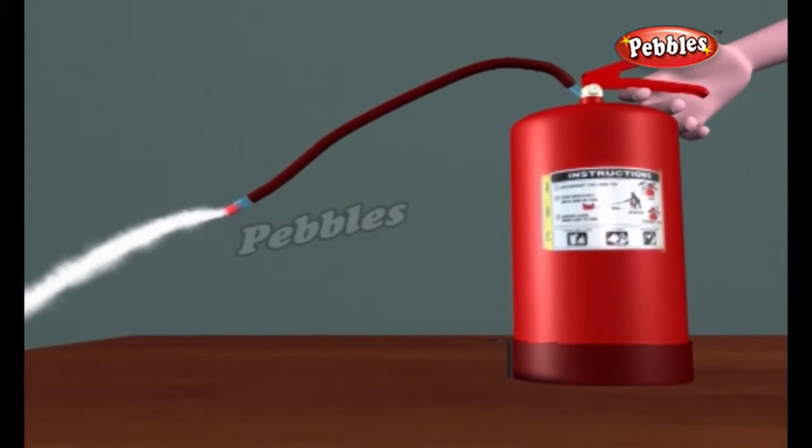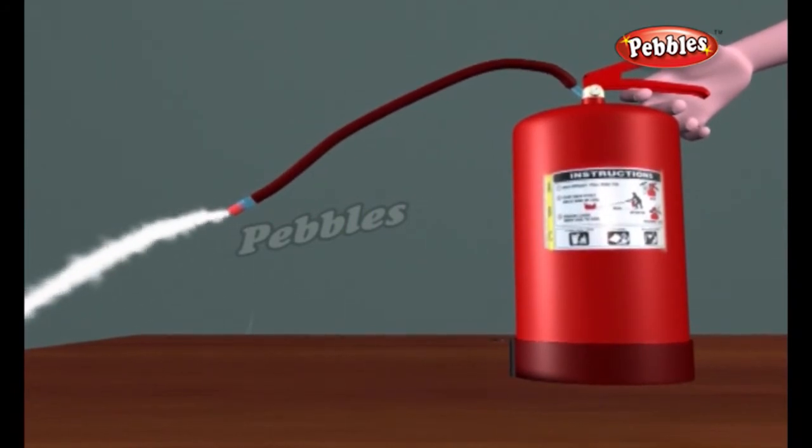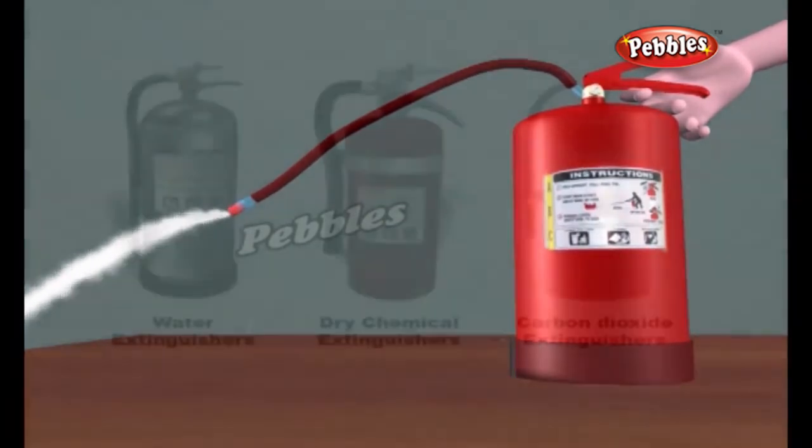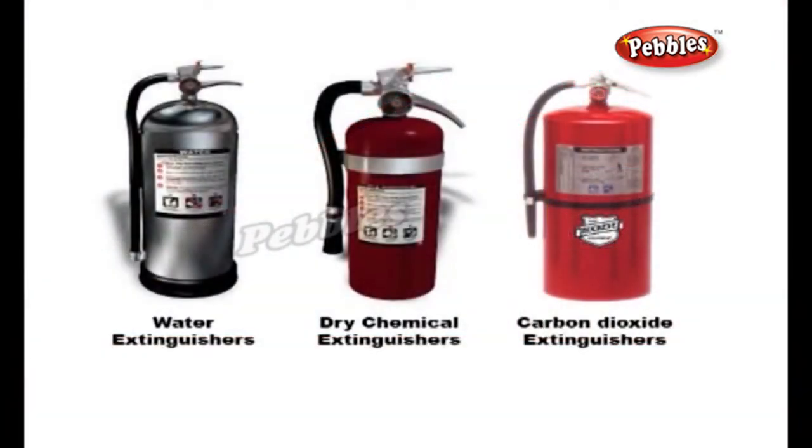The proper way to use the extinguisher is to aim it directly at the fuel rather than the flames themselves and move the stream with a sweeping motion. There are three main types of extinguisher and they work in slightly different ways: water extinguishers, dry chemical extinguishers, and carbon dioxide extinguishers. It's important always to use the right extinguisher for the fire.